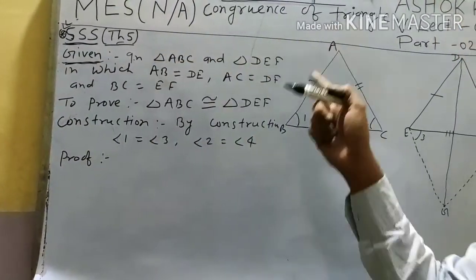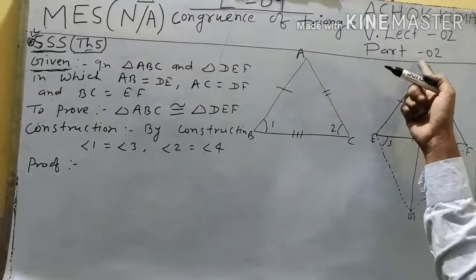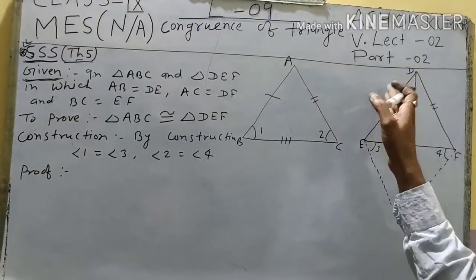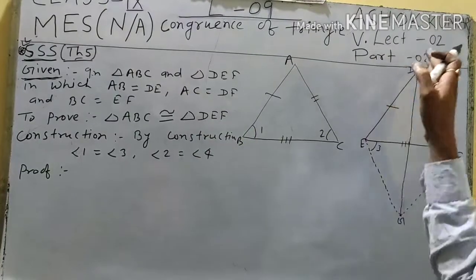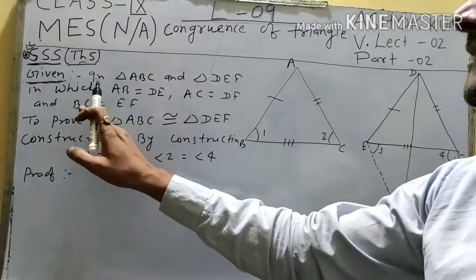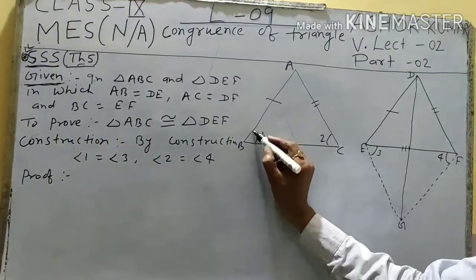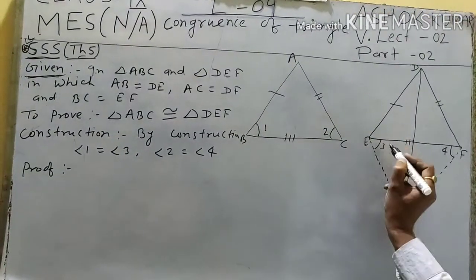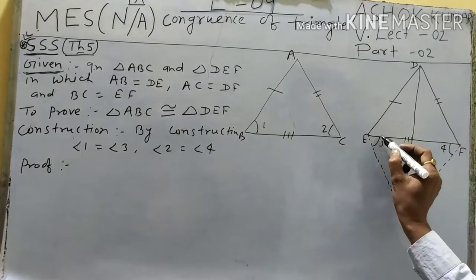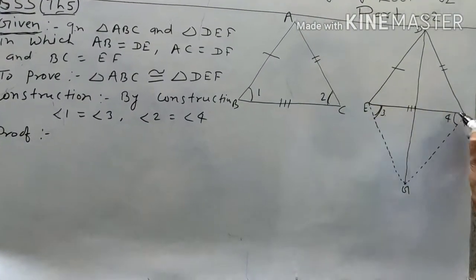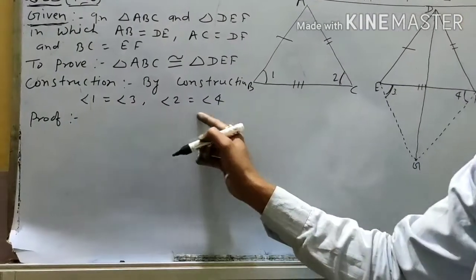In triangle ABC and triangle DEF, AB is equal to DE, AC is equal to DF, and BC is equal to EF. By construction, here student, angle 1 is equal to angle 3. This is the construction process. Angle 2 is equal to angle 4. This information is also written here.